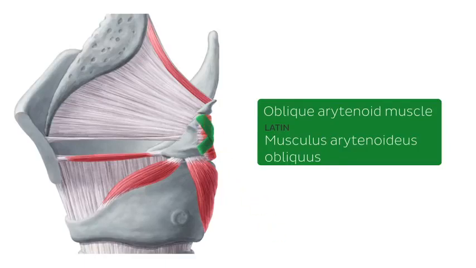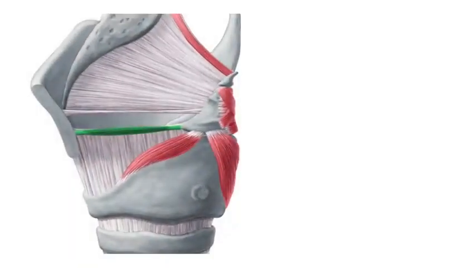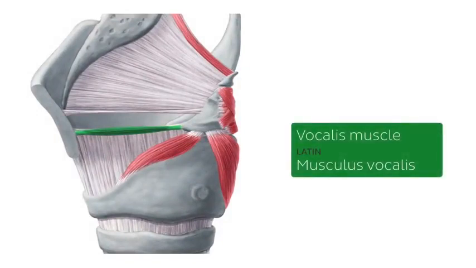Now we're going to be talking about the last muscle on our list, this one that you see on your screen. This is known as the vocalis. This muscle originates from the posterior surface of the thyroid cartilage, as you can see here, and goes all the way to insert on the vocal process of the arytenoid cartilage.